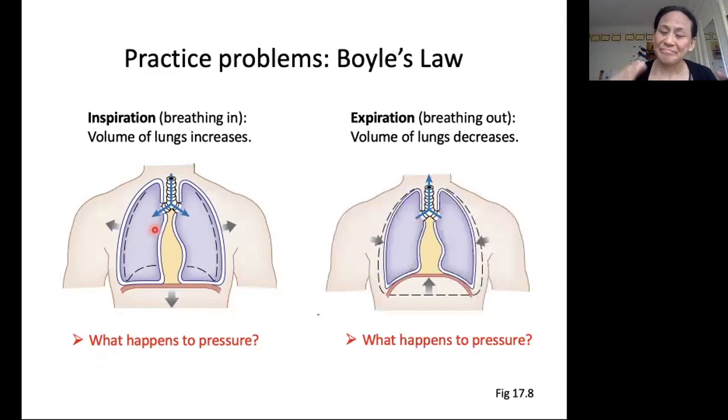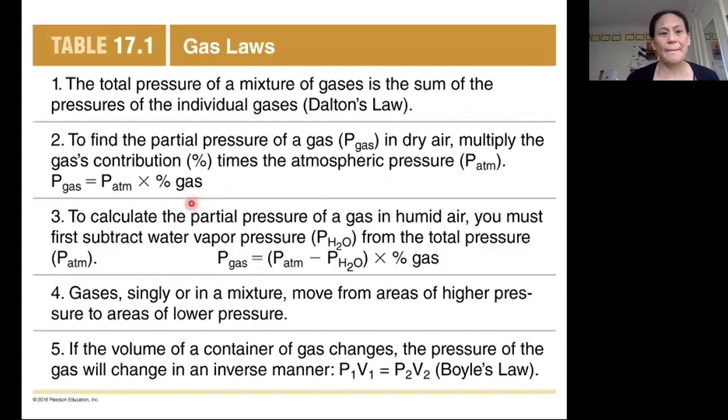And then conversely, if we look at the process of expiration or breathing out, what happens when we breathe out is we decrease the volume of our lungs. Okay, if we decrease the volume of our lungs, what is going to happen to the pressure of the air in our lungs? Think about that for a second. Okay, so hopefully you figured out as we decrease the volume of our lungs, the pressure of the air in our lungs is going to increase. So we'll talk about it more later, but this is going to govern the movement of air into and out of our lungs, okay?